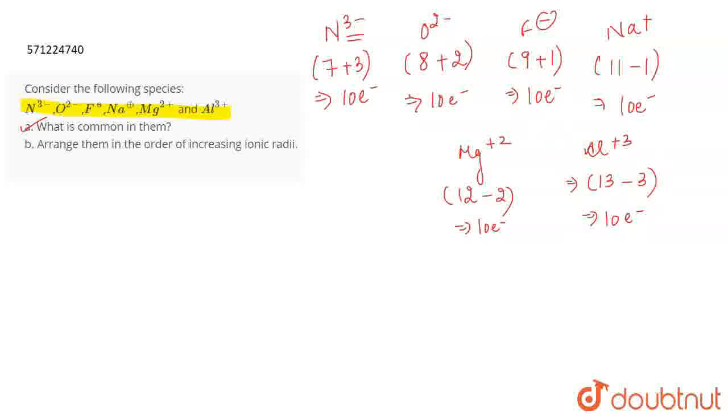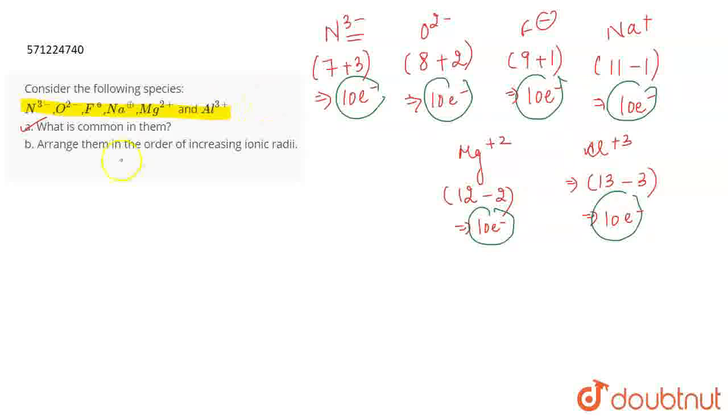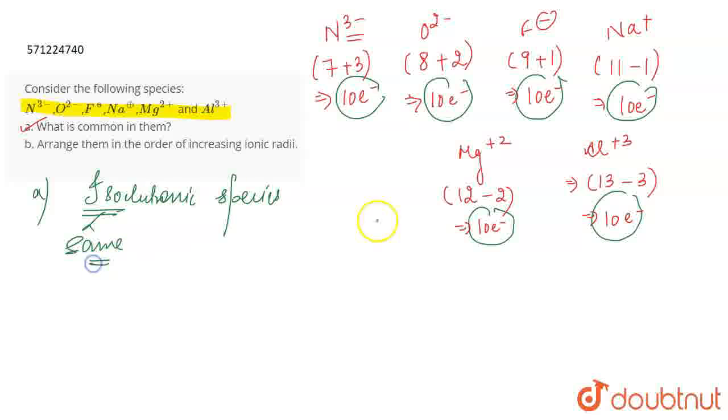So what do we see over here? What do we notice? That all of these species have same number of electrons. And such species having same number of electrons are known as isoelectronic species, because iso means same. So you saw that all the species that are given to you have same number of electrons. That is why they are isoelectronic species. So what is common in them? The number of electrons are common in them.